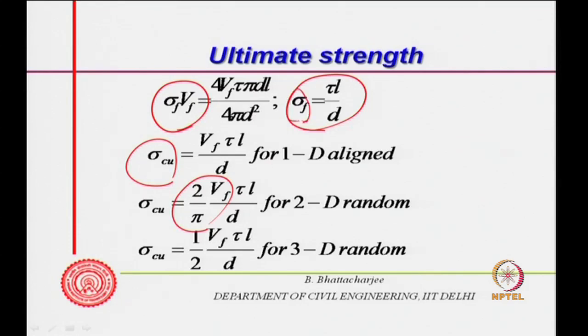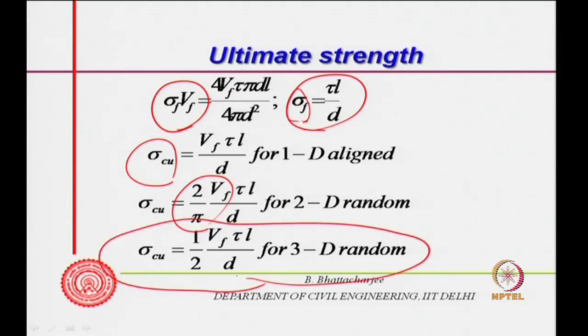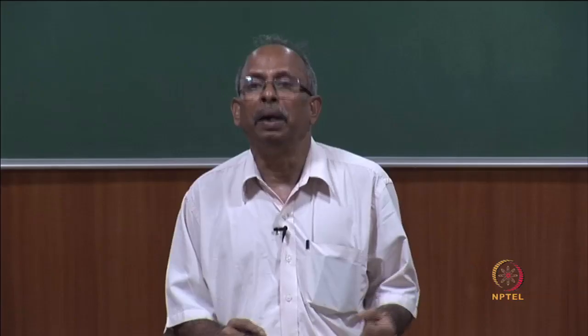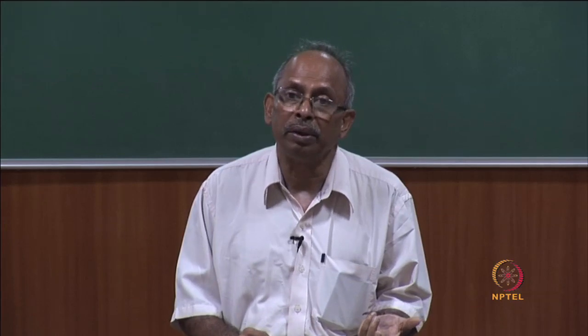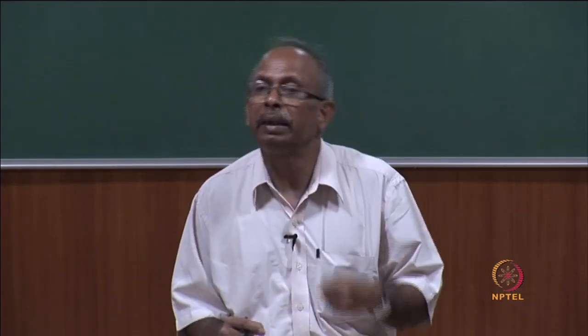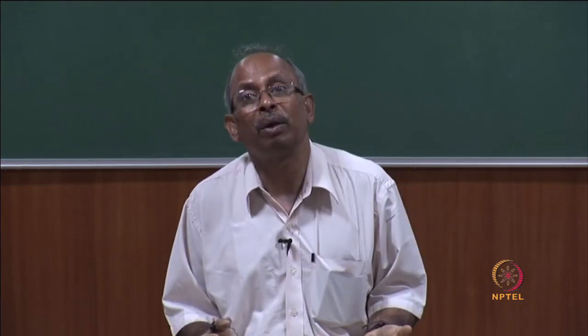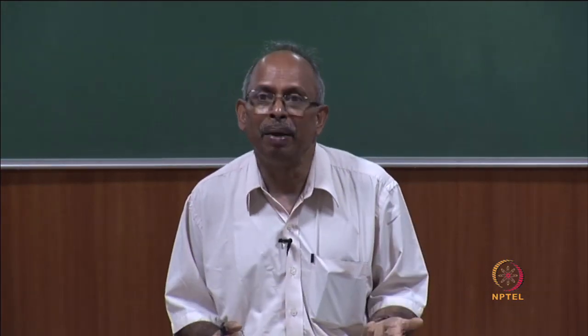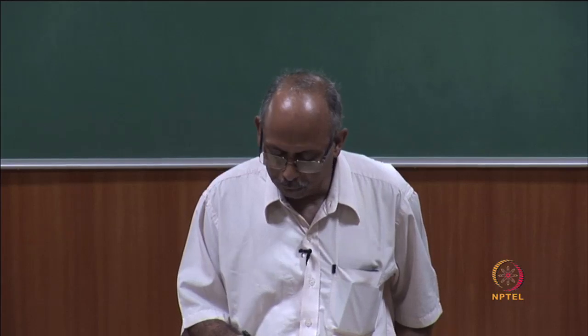So, pull out force in one fiber is this, for the effective number of fibers. So, for 3D random it is half V f tau L by d, that is the composite strength, because the pull out will govern, although sigma f u has not been reached. Sigma f is governed by the pull out force, because it will pull out, and the stress that is attained, that is the stress the composite can take, multiplied by V f. So, that is how we find out the pull out force.